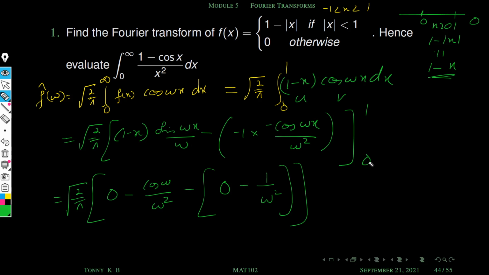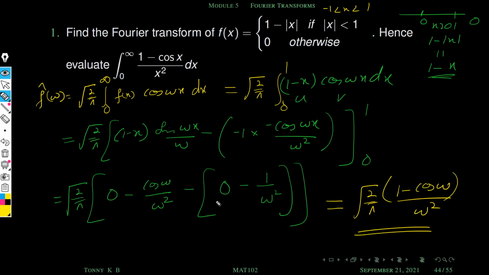And when x equal to 0, this becomes 1 by omega square. And what about the sign? Similar to the previous case, minus, minus, minus, three minus signs are there, so minus of 1 by omega square. Okay, so by expanding this bracket, this term becomes plus. So combining these two, because their denominators are same, you can combine these two. So this becomes root 2 by pi (1 minus cos omega) by omega square. So this is the Fourier transform of this function.